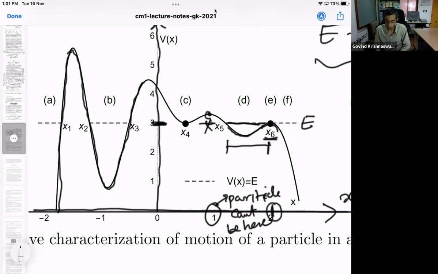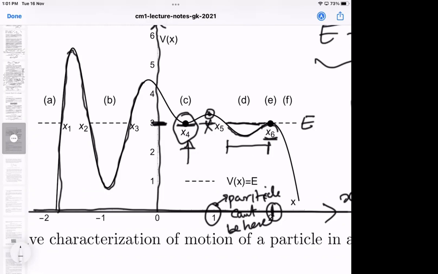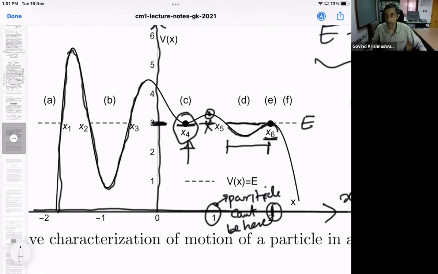The particle cannot be found over here because there the energy is less than the potential. The particle can be found at x4 because the energy is exactly equal to the potential there. Okay, so I would like you to tell me what kind of dynamics a particle that is initially at x4 will display from this picture. Sir, if I'm understanding it right, it can't move anywhere. Exactly. The particle cannot move there.